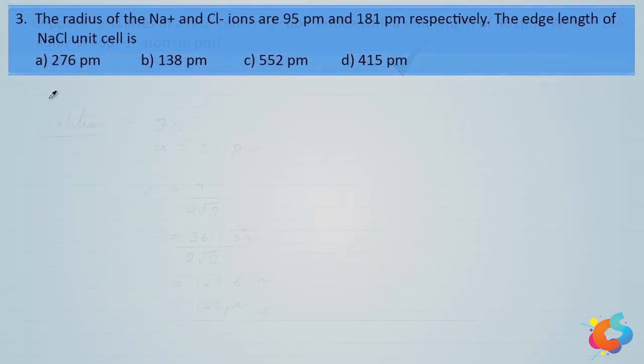The next question is, the radii of Na plus and Cl minus ions are 95 picometer and 181 picometer respectively. The edge length of NaCl unit cell is, the given options are option A 276 picometer, option B 138 picometer, option C 552 picometer, and option D 415 picometer.